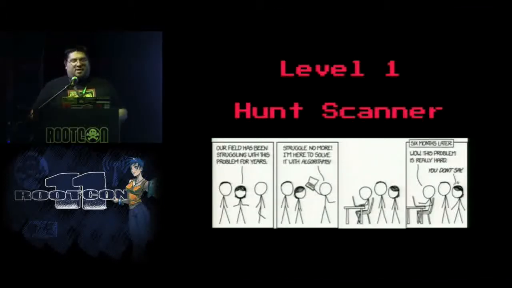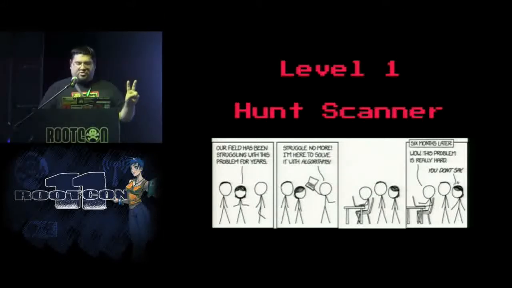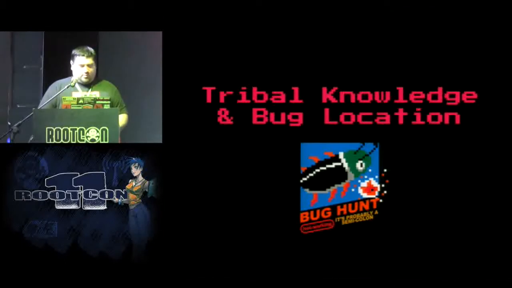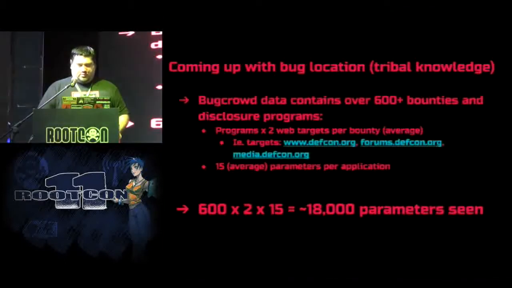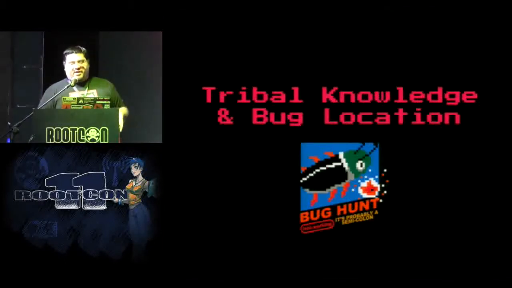So this is level 1. This is the scanner part of the tool. There are 2 parts: the Hunt scanner and Hunt methodology, and we will show you these here. Actually, first we're going to talk about bug location.